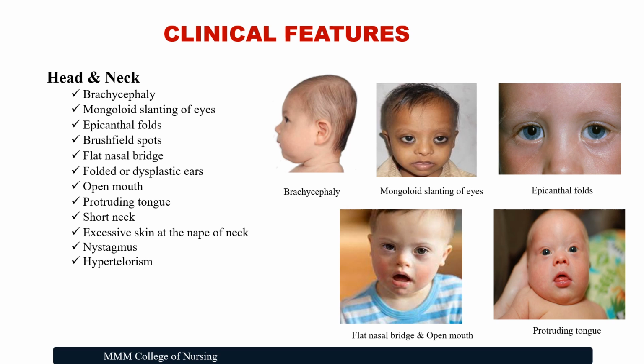Next, we can see about clinical features of Down syndrome. First, about head and neck, the features are brachycephaly, which is a dysmorphic feature of the head, mongoloid slanting of eyes, epicanthal folds, wide space between the eyes, Brushfield spots, flat nasal bridge, and folded or dysplastic ears. The child will have an open mouth and protruding tongue, short neck, excessive skin at the nape of the neck, nystagmus, and hypertelorism. These are the features we can see in the head and neck areas.